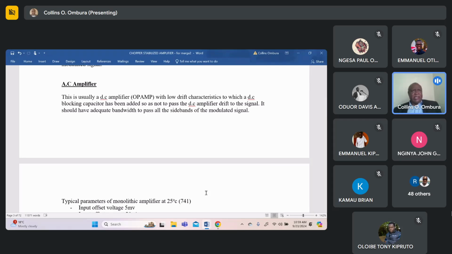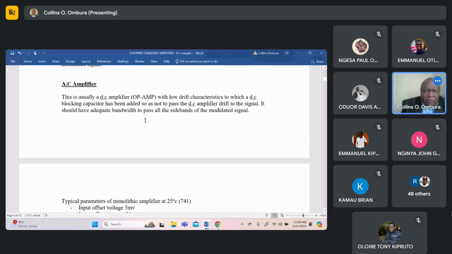And that amplifier is normally a DC amplifier. So I've written over here that this is usually a DC amplifier, in brackets an op-amp, with low drift characteristics to which a DC blocking capacitor has been added so as not to pass DC drift to the signal. It should also have adequate bandwidth to pass all the sidebands.